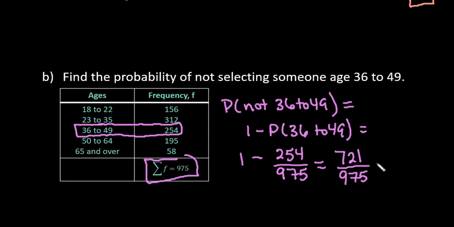And if you plug it into your calculator, it's going to give you approximately 0.7395 or 73.95%. A lot of times you'll have to write this as a sentence, so you would just say there's approximately a 73.95% chance of not selecting someone ages 36 to 49 from this group.